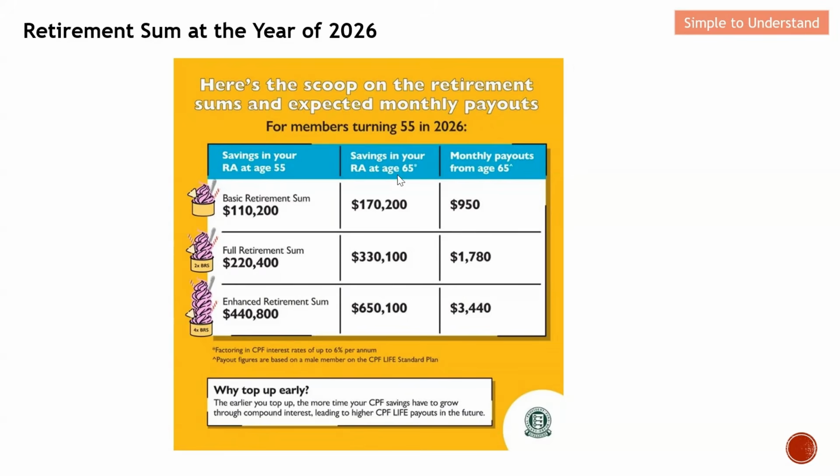So when you are actually at 65 years old, this amount of money actually earns you interest. For example, let's just factor in the interest rate of 6% per year. Therefore, when you are at 65 years old, the money inside your RA account, in fact, grows from 110.2K to roughly around 170K. So basically, this is the advantage of compound interest.